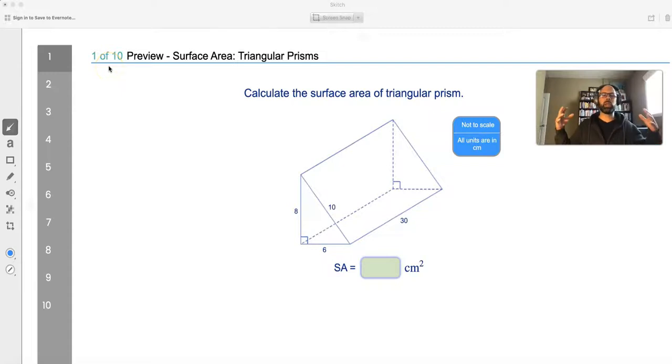Hello, 8th graders. Today we are tasked with the job of calculating the surface area of a triangular prism.